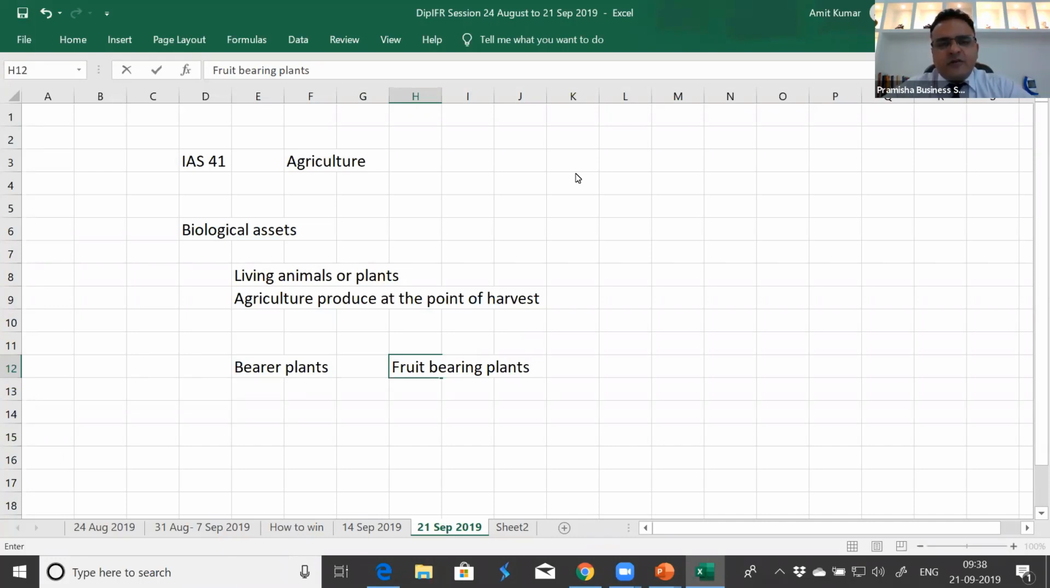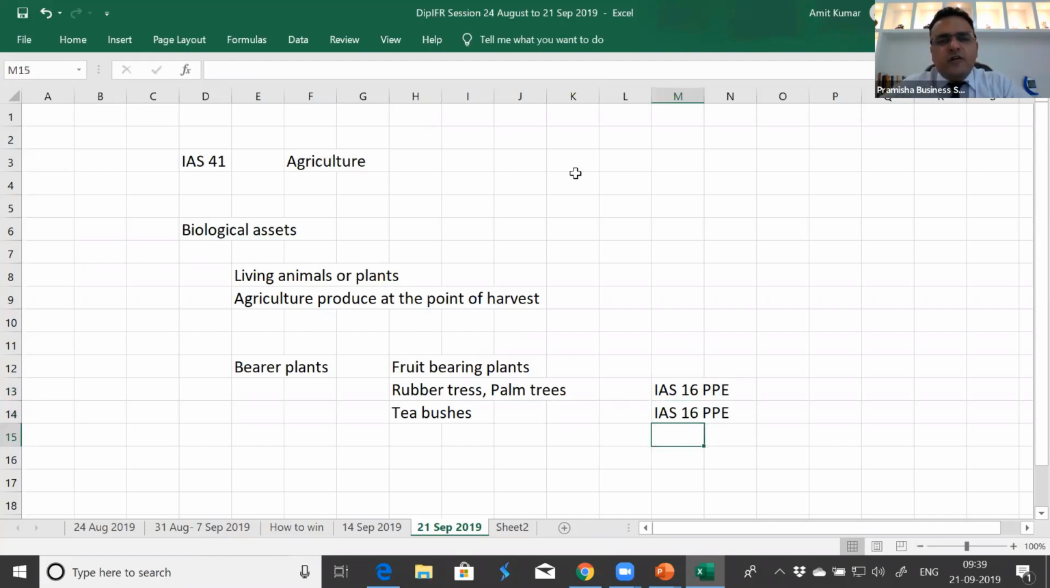So there was an amendment in IAS 41 which stated that fruit bearing plants like rubber trees, palm trees, all these are going to give us fruits for a longer period of time. They form part of IAS 16 Property, Plant and Equipment, and they'll be valued under either the cost model or the revaluation model. The revaluation model is only applicable if an active market exists. Normally the cost model, they'll have a maturity period depending on the life of that tree or plant. Even tea bushes form part of IAS 16 because they are going to serve for a longer period of time.